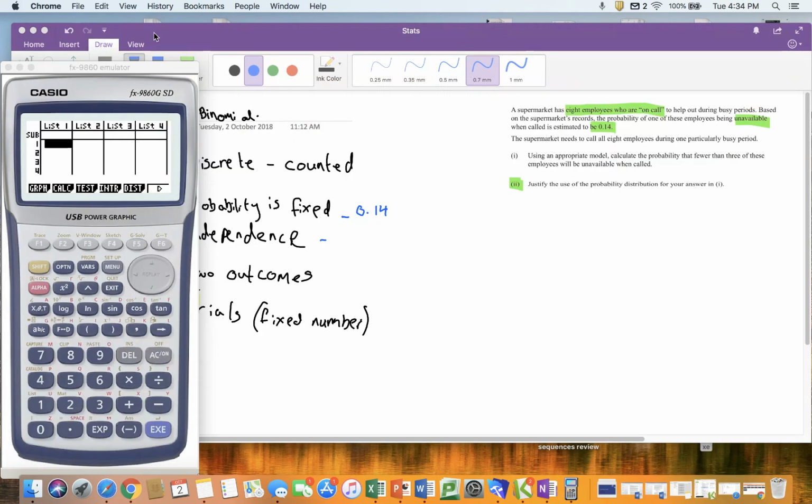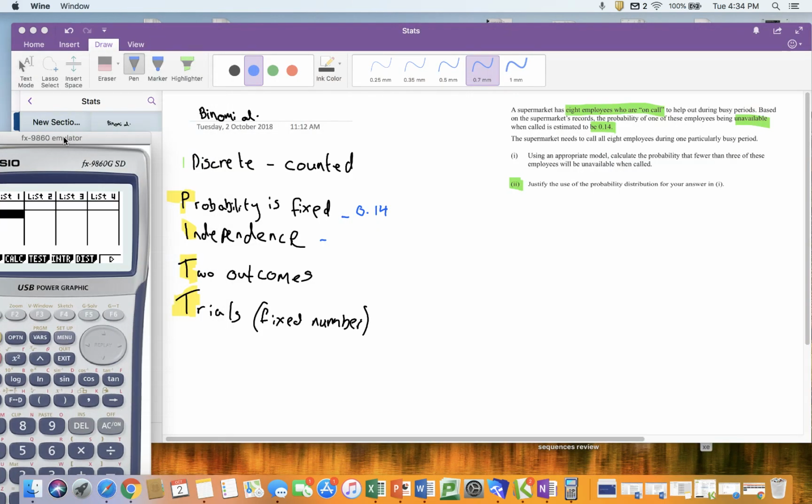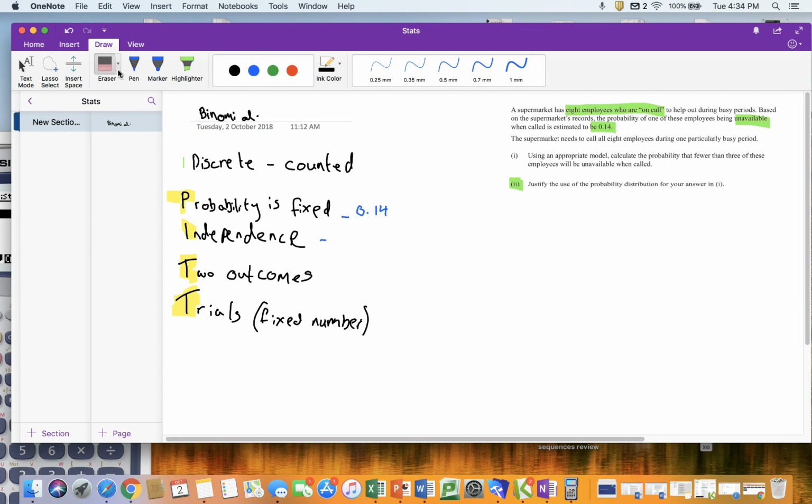Okay, so in this video, we've just looked at fitting a binomial distribution, and we've said that it has to be discrete, and that the probability has to be fixed. Each trial has to be independent. There have to be two outcomes, and there has to be a fixed number of trials.